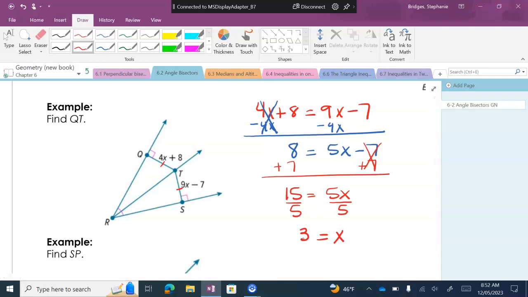No. They want to know QT. So look at QT. It's right here. How much does it say it is? 4x plus 8. So what I'm going to do is plug in that 3 for x, and figure out how long it is. What is 4 times 3? 12. And 12 plus 8 gives me a length of 20.